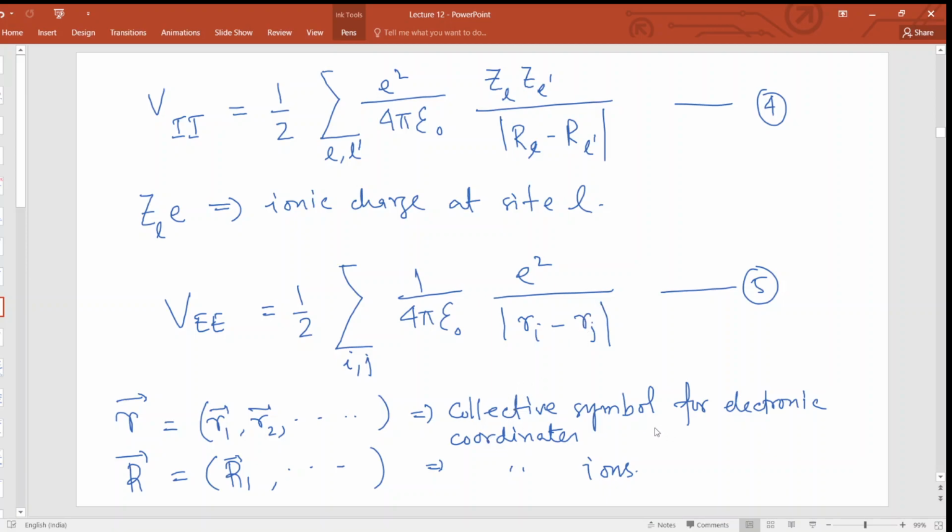So now let us define a collective symbol. Let's say small r here is used to denote r_1, r_2 up to r_n, so all the electronic coordinates, and capital R is used to denote all the ionic coordinates, that is R_1, R_2, R_3, all these things. Is there any question up to this?